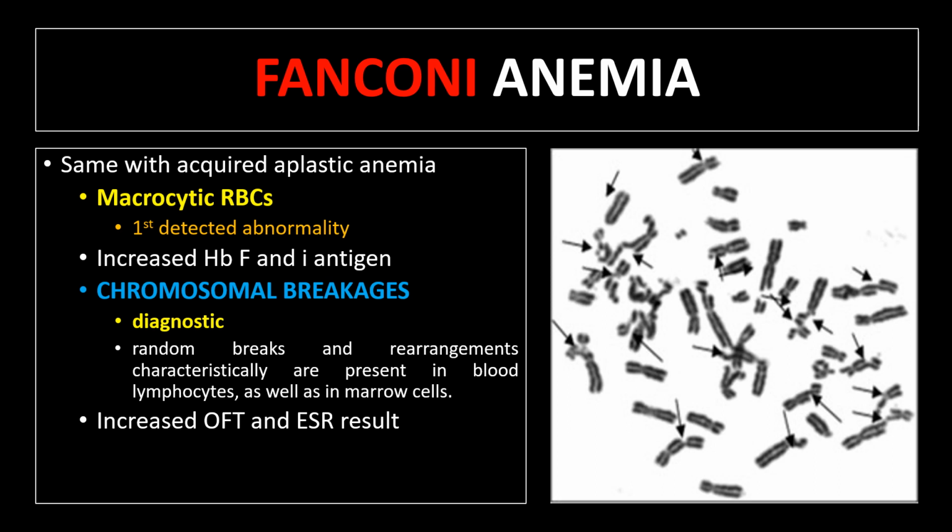And if we request a diagnostic test such as chromosomal breakages, there is the presence of random breaks and rearrangements that are characteristically seen on the blood lymphocytes as well as in the marrow cells of patients having Fanconi anemia. Shown in this slide, on the right side, is the picture of the chromosomal breakages of a patient having Fanconi anemia. Other special tests requested when suspecting Fanconi anemia would be the osmotic fragility test and the ESR, which will reveal an increased OFT and ESR result. So take note, the first abnormality detected in patients having Fanconi anemia is the presence of macrocytic red blood cells and increased hemoglobin F levels.